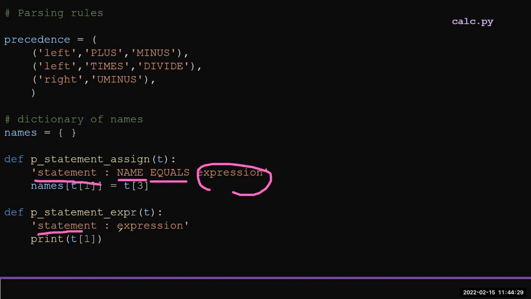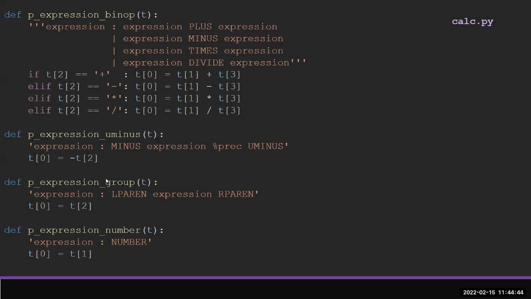And a statement can be a single expression. So in that case, we just print it. Okay, this one is assignment, and this statement is with only one expression. So these are different statements. And you have expression with binary operators, including expression plus expression, expression minus expression, expression times expression, something like that. You will do evaluation for all of them.